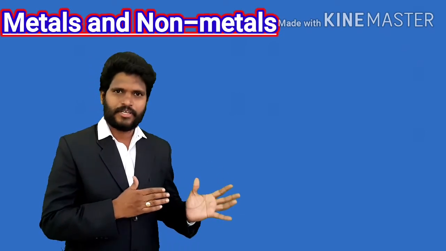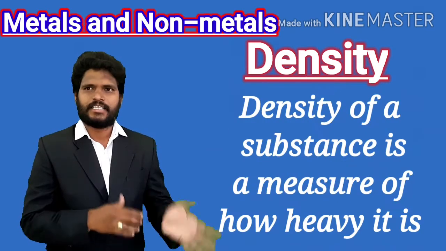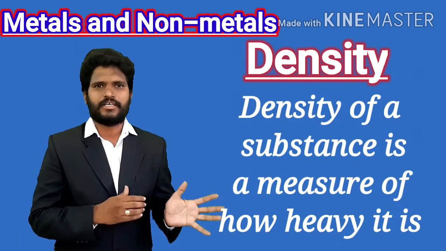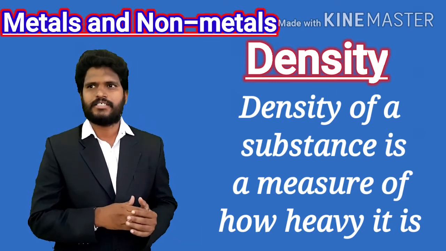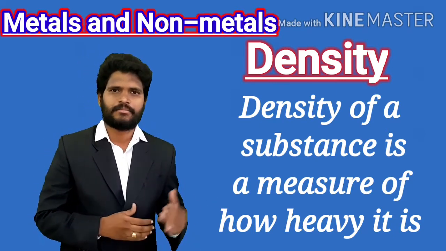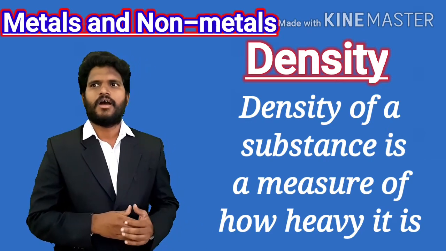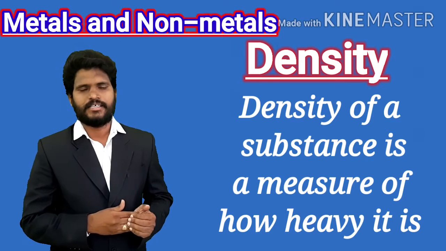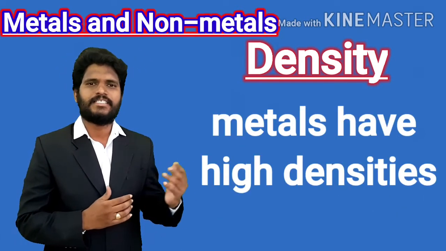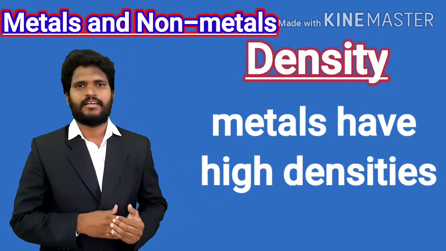Now the next property is density. Density of a substance is a measure of how heavy it is. Generally, metals have high density in nature.